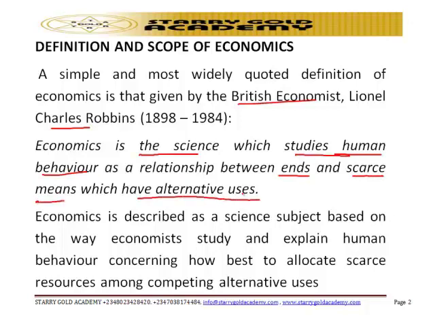The reason why this definition was generally accepted was because of key elements that were embedded in it. One of the elements is a science. It is a science that studies. It also involves the study of human behavior, how human behavior relates. It is a science that studies human behavior as a relationship between ends and scarce means.